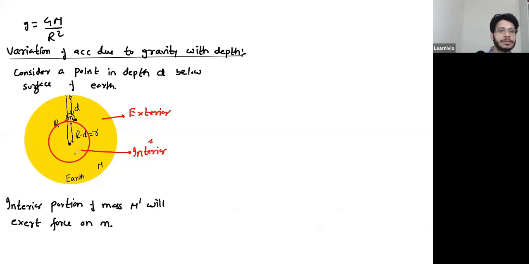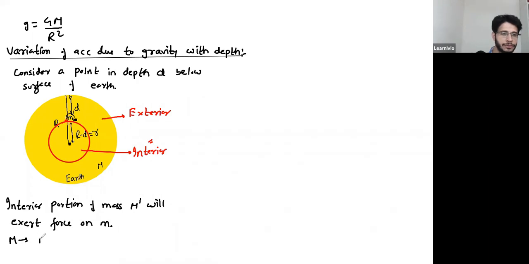No, Abdullah, first of all, gravity never pushes, gravity always pulls. So this exterior portion will try to attract this mass in the upwards direction. But there is this external portion also. This will try to attract this mass m in the downwards direction. So the forces due to all these exterior portions will get cancelled out. Only the force due to the interior portion remains. So the interior portion of mass m prime will exert force on small m.